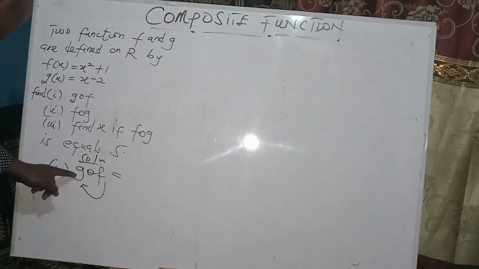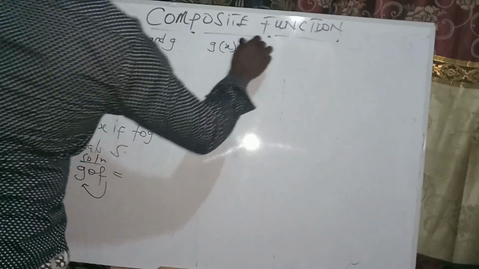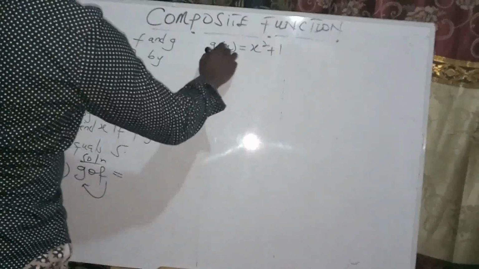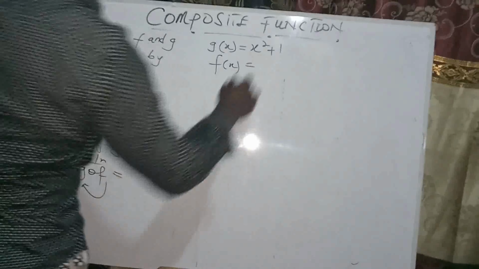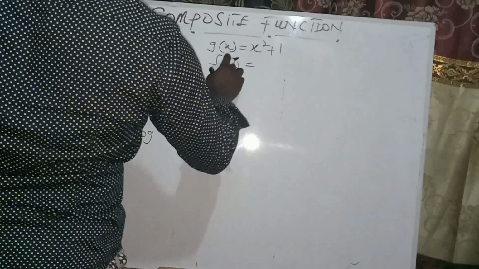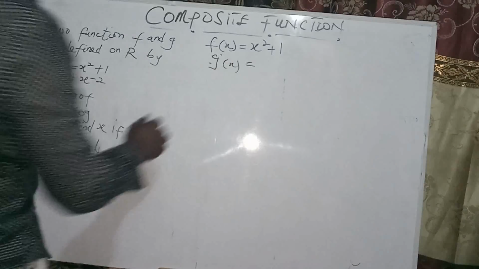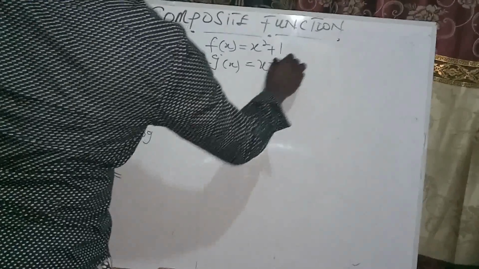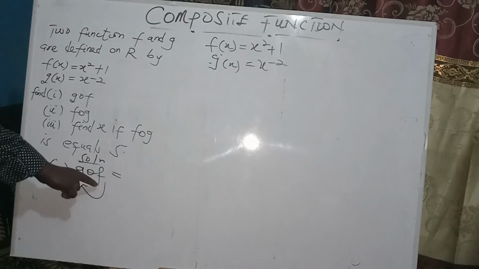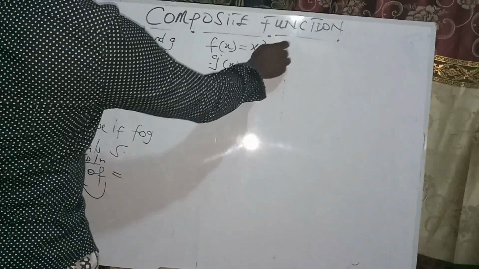So our f of x is x squared plus 1, and our g of x is x minus 2. When they say we should find g of f, it means we are putting f into g.